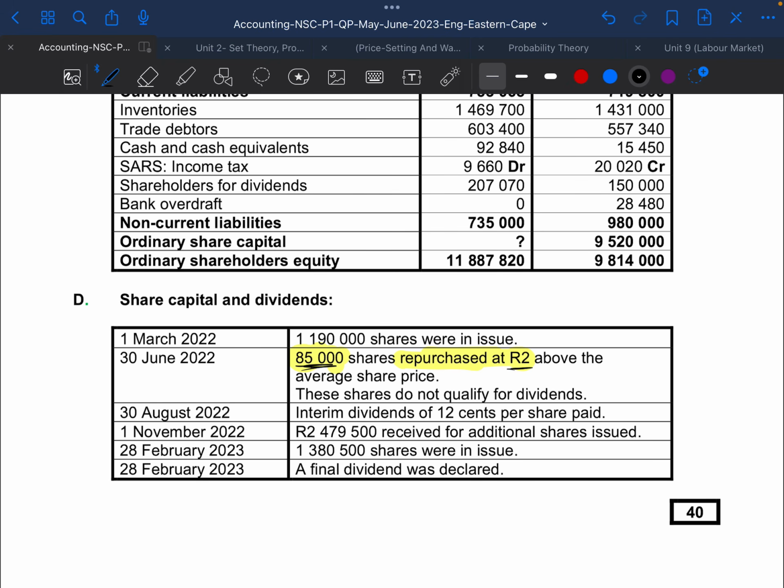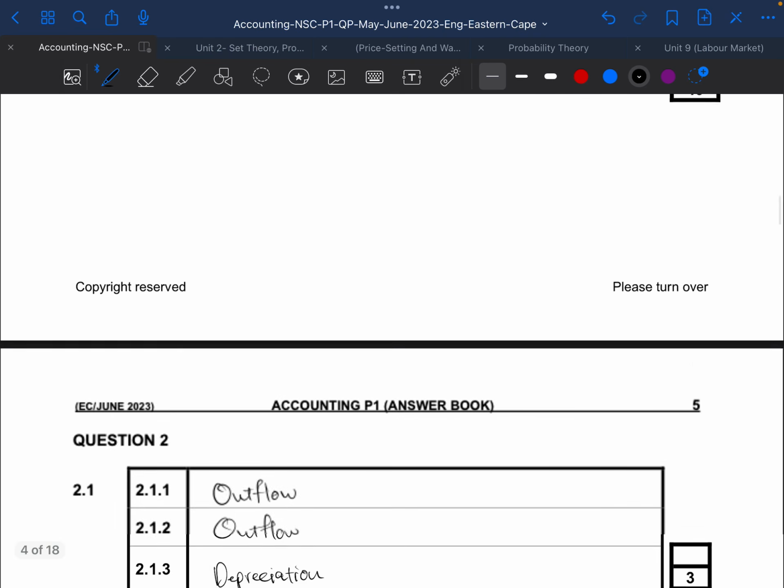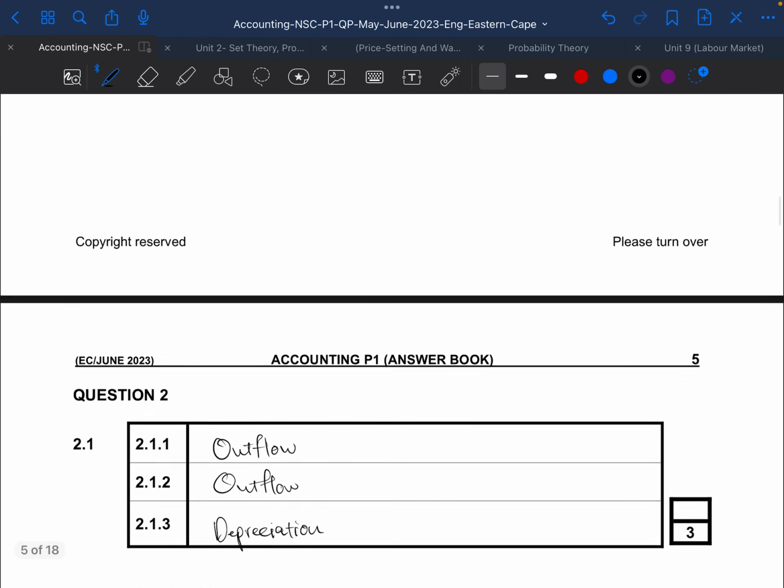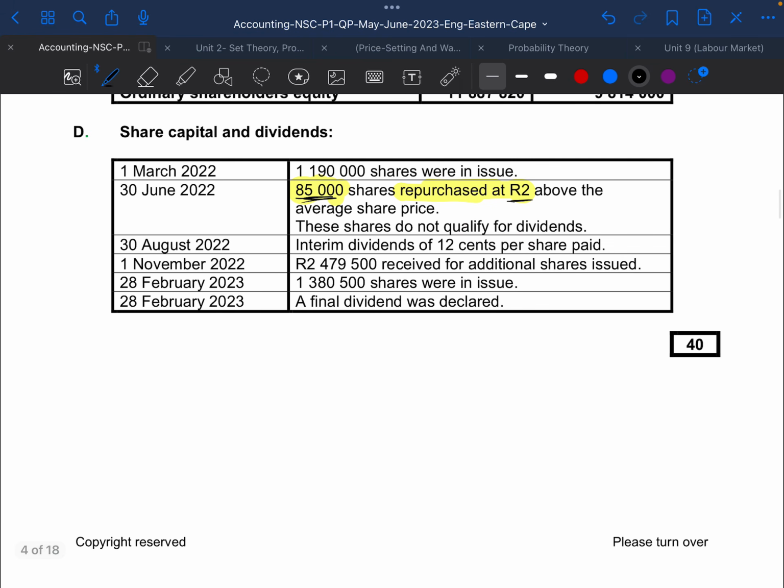So 85,000 shares were repurchased at 2 rands above the average share price. That simply means your 2 rands is what you record on your retained income. So it's 2 times 85,000, and then you will get 170,000. Okay, let me just quickly grab my calculator and see if that is true. So it's 2 times 85,000. Yes, it's 170,000.